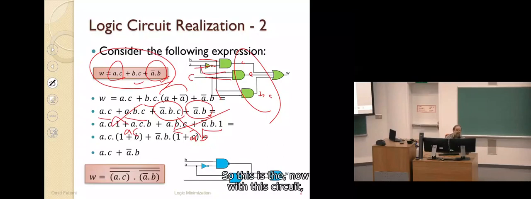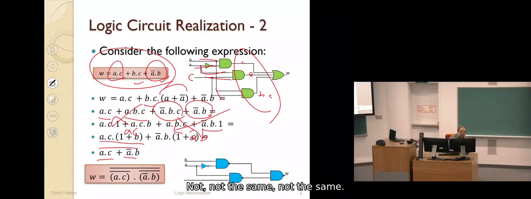So this is it. And now, with this circuit, with this design, AC plus A naught B, we can also change it to 3 NANDs. AC, this is an OR gate. Or if you make it 2 NOT. Not the same.